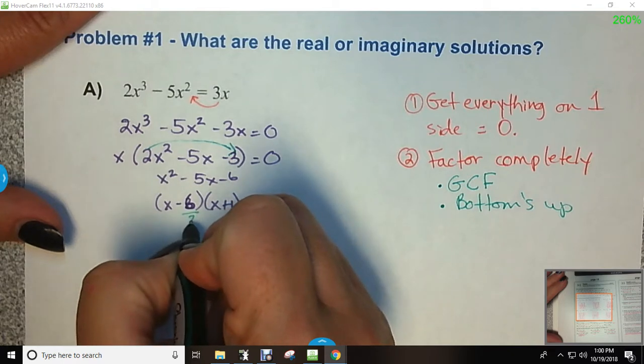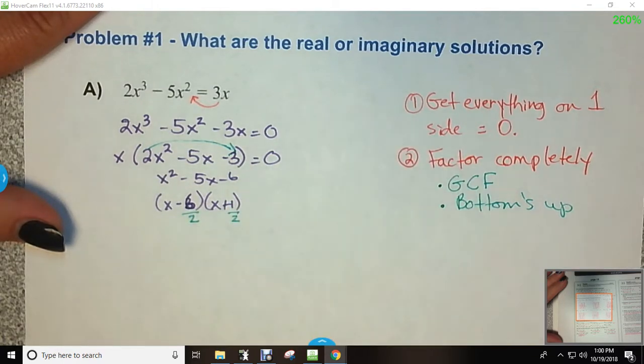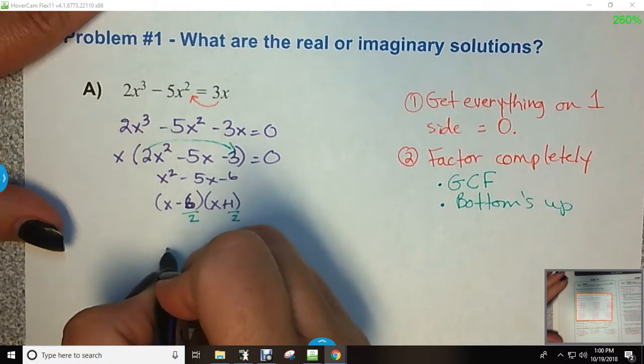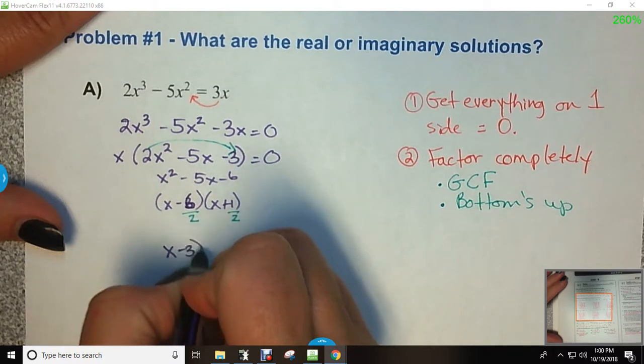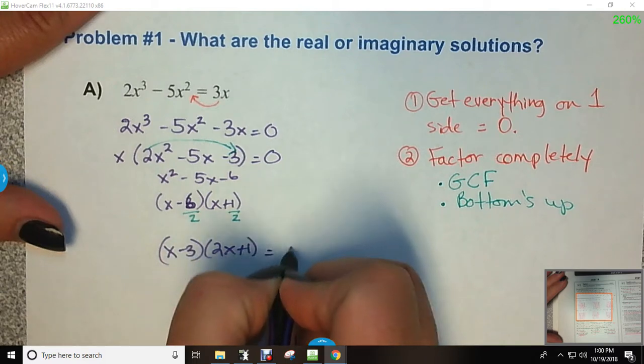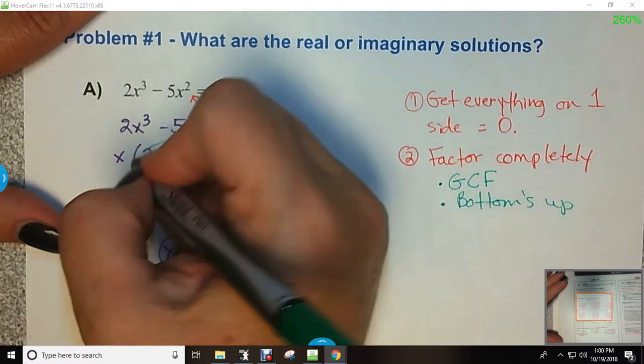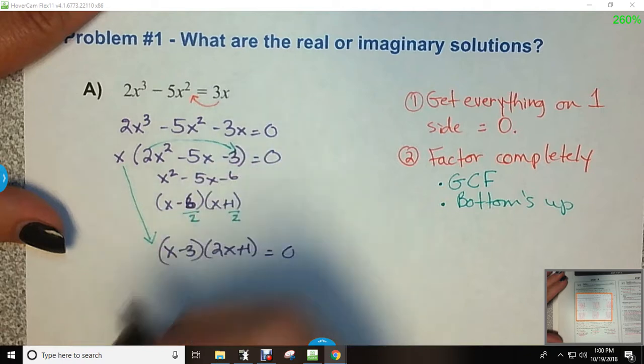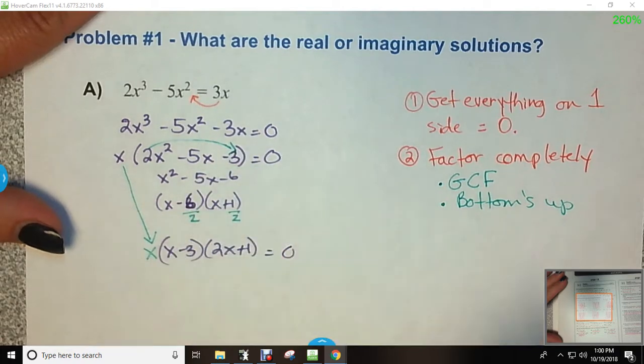Once we get to here, you have to finish bottoms up. Come back and divide by that 2. So I get x minus 3 and 2x plus 1. The other thing you've got to remember to do is this x that was out in front, you got to bring it down.